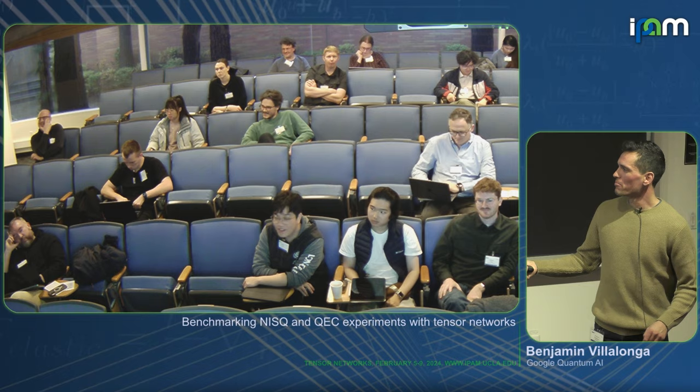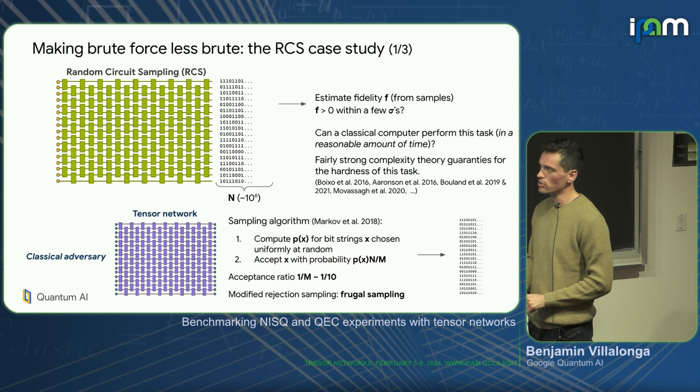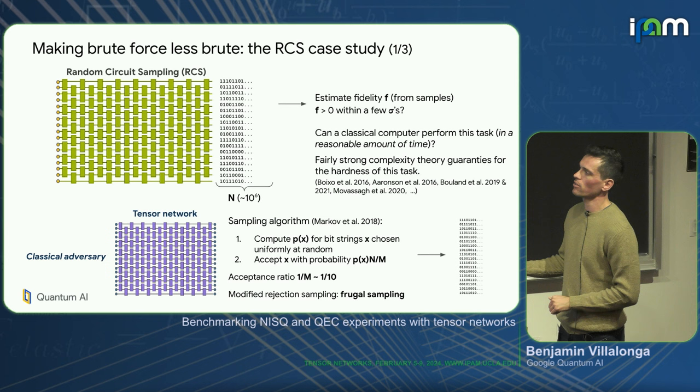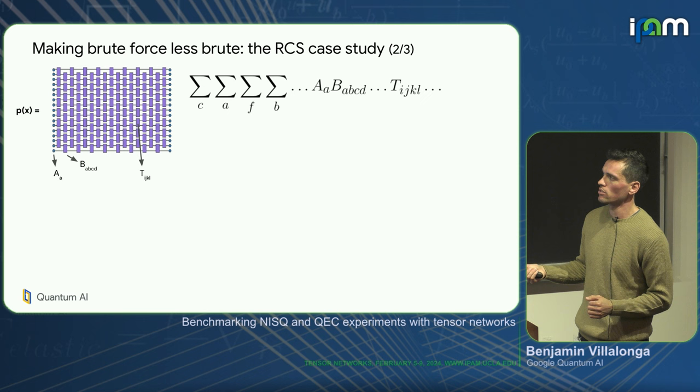Okay, good. But yes, the goal of this is to get a bunch of bit strings that we're sampling classically from the specification of a probability distribution given in the form of a quantum circuit. And to do it in order to challenge the claim that we are performing something that is beyond classical. Okay, so how do we compute these probability amplitudes for a particular bit string?